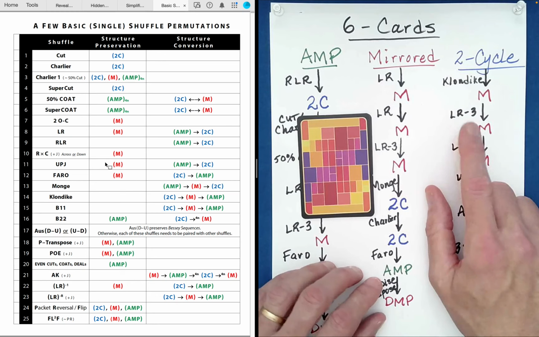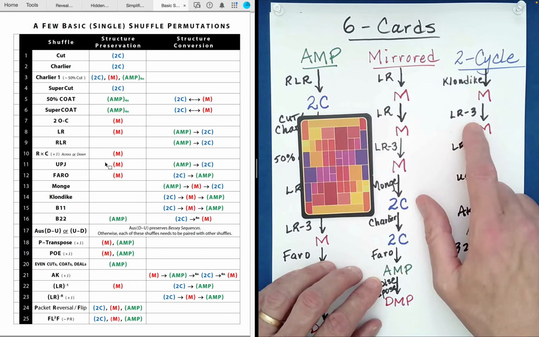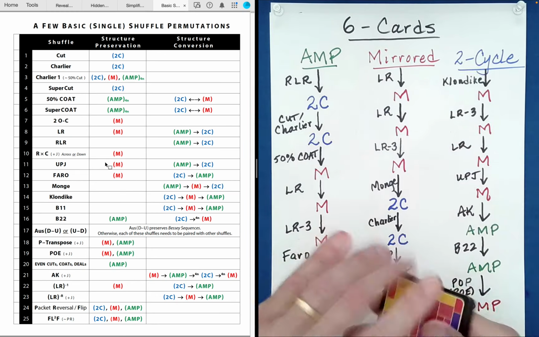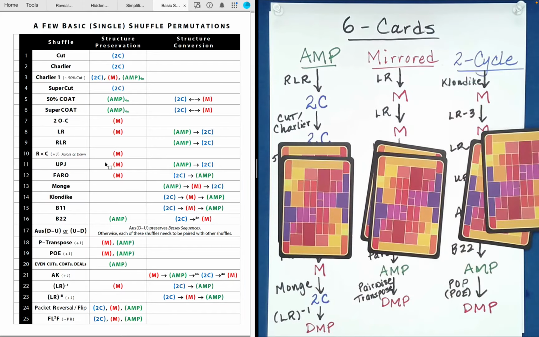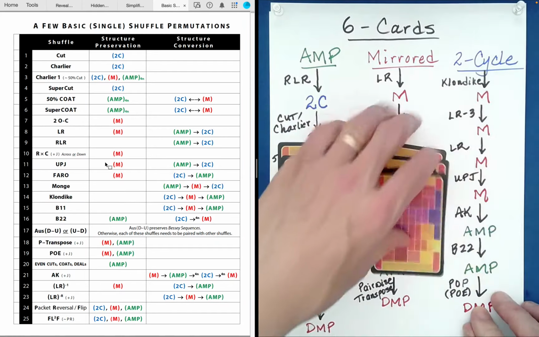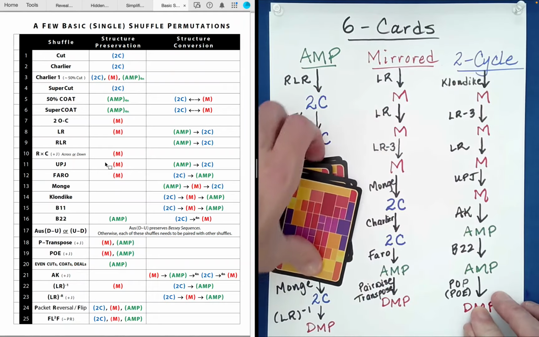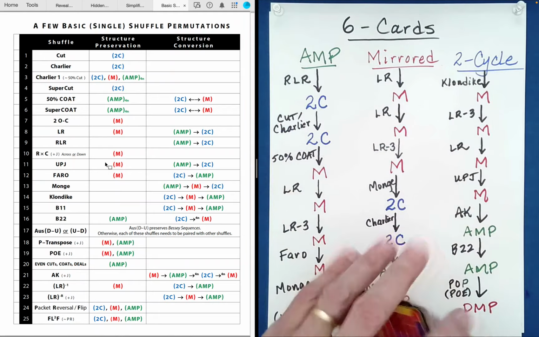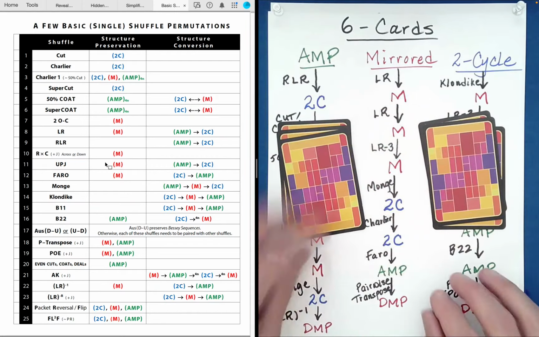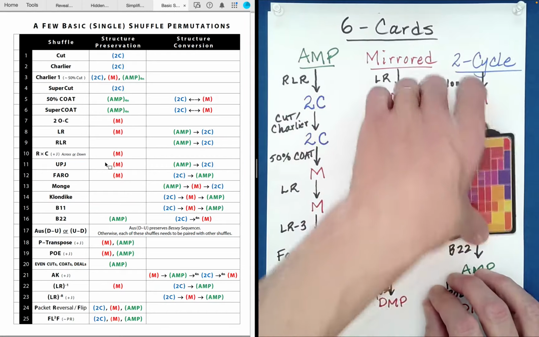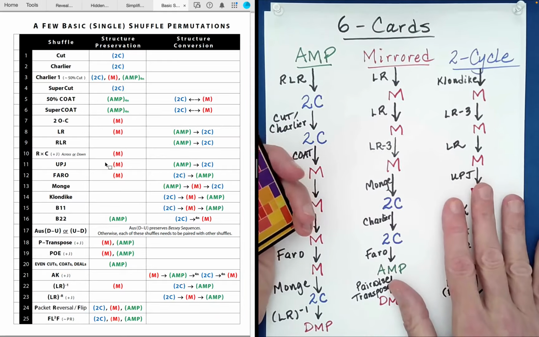Okay, so the LR3 just means do it into 3 piles, like we've done earlier, with random stacking from left to right or right to left. Maybe if they ask for right to left, that's fine. And then we can just do an ordinary LR, and we can do as many of these as the spectator calls for. So that won't hurt the fact that it's mirrored.